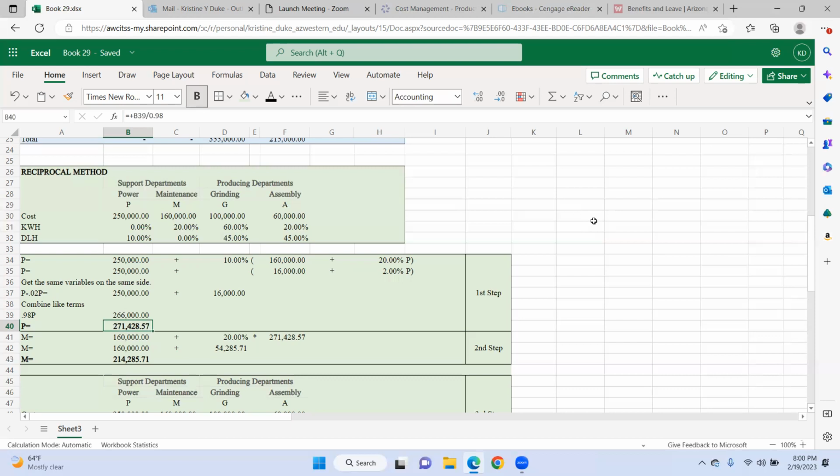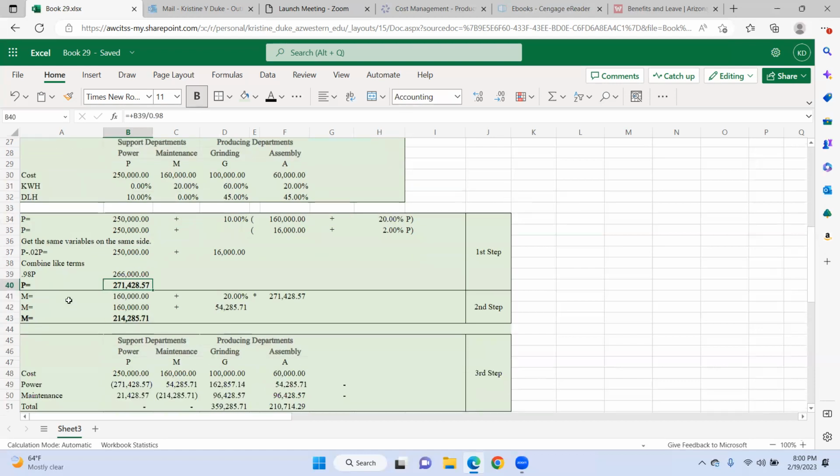Now we need to figure out the maintenance. So I'm going to go ahead and plug in another formula. Maintenance equals 160,000 plus 20% of this number right here. So M equals 160,000 plus, I'm going to multiply those two, and I get 54,285.71. And then I combine them, and that's my maintenance.